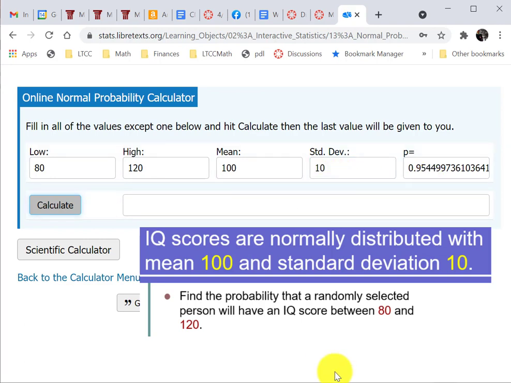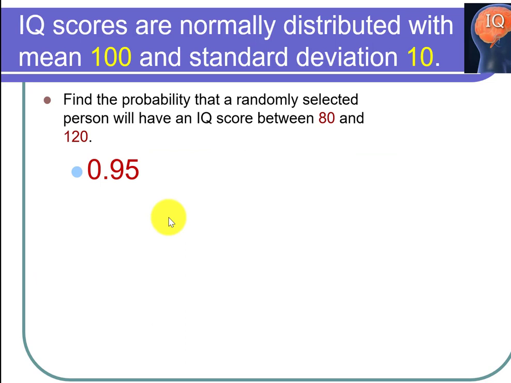So now I can go back and review the question. We got approximately 0.95 for the IQ score between 80 and 120. It's interesting, this one we could have done a different way. Notice that 80 is 2 standard deviations below 100, and 120 is 2 standard deviations above 100. So in between z equals -2 and z equals 2 is 95%. And there we have it.